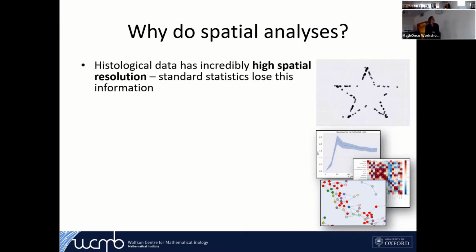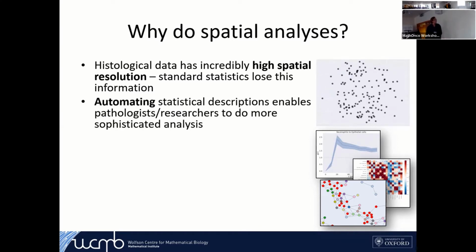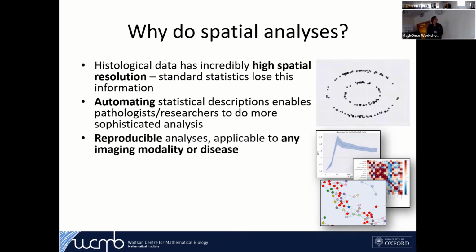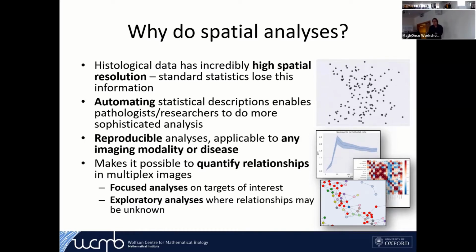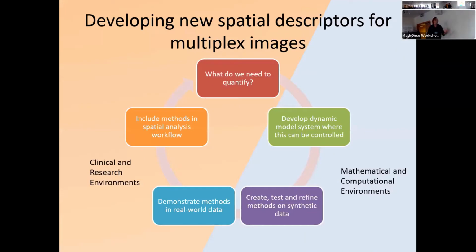And in terms of how this fits with medical imaging, well, we've got this incredibly high spatial resolution in histological data, and now in multiplex histology and other multiplex techniques. But we're not using a lot of that information. And with advances in image analysis, we can now pull out XY coordinates of all of the cells, but we're maybe not using that. And if we can automate that type of description, then we can do more sophisticated analyses. And in an ideal world, things which are reproducible and quantitative. So that's where my research lives in general.